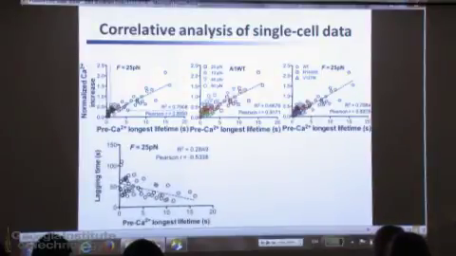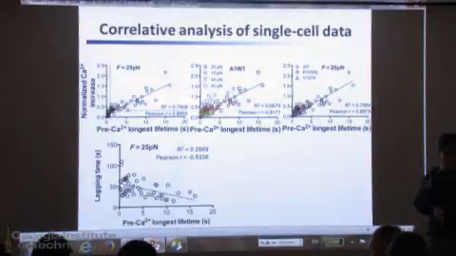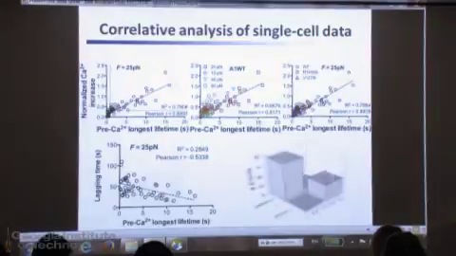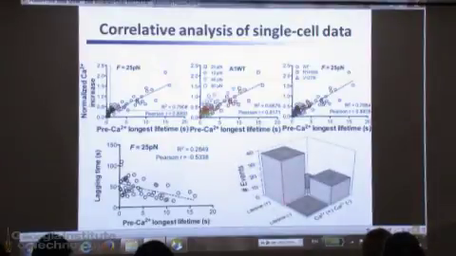Another measure is how fast calcium comes up once you had this longest lifetime. So this is the pre-calcium longest lifetime. Here is the delay time from when you see this longest lifetime event to the time when the calcium spike comes up. So, of course, the stronger the stimulation as represented by a prolonged lifetime here, the shorter you have to wait.